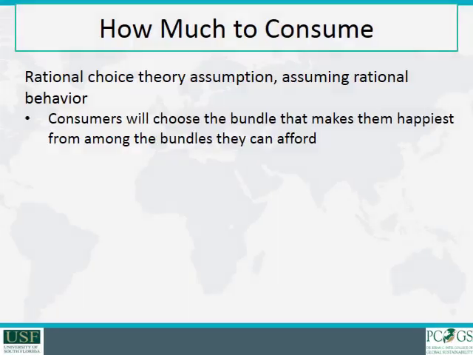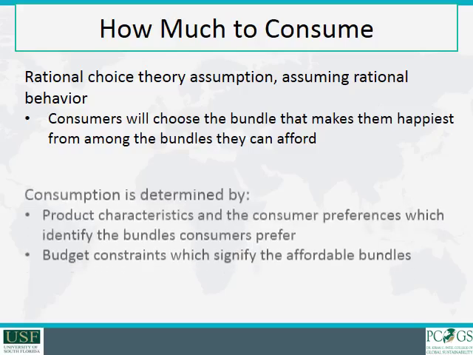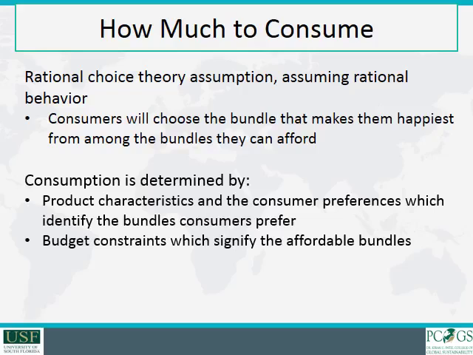Rational choice theory, or just plain choice theory, sums up the previous slide very well. Choice theory provides a good framework for understanding and even modeling economic and social consumption behavior. The underlying assumption of the theory is once again that consumers will choose the bundle that provides them the greatest satisfaction or happiness from among the bundles that they can afford. And how much to consume is determined by the product's characteristics, which identify the bundles consumers prefer, and the budget constraints, which signify the affordable bundles. What is important here is that the ideal consumption levels are at the intersections of these two factors.